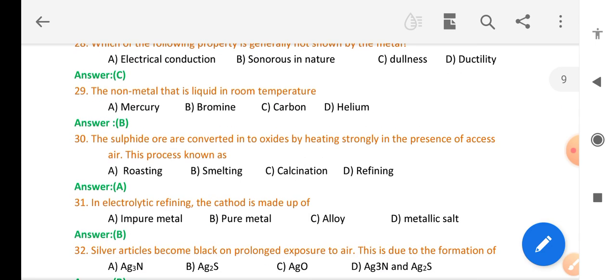Next question: the sulfide ore is converted into oxide by heating strongly in the presence of excess of air. The process is known as roasting. The sulfide ore is converted into the oxide by heating strongly in the presence of excess of air. The process is known as roasting.